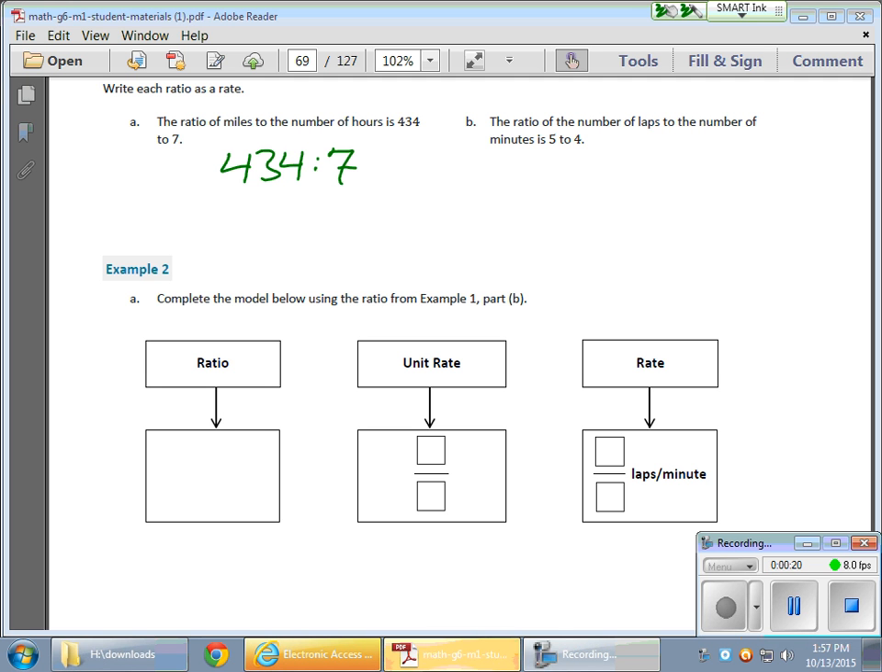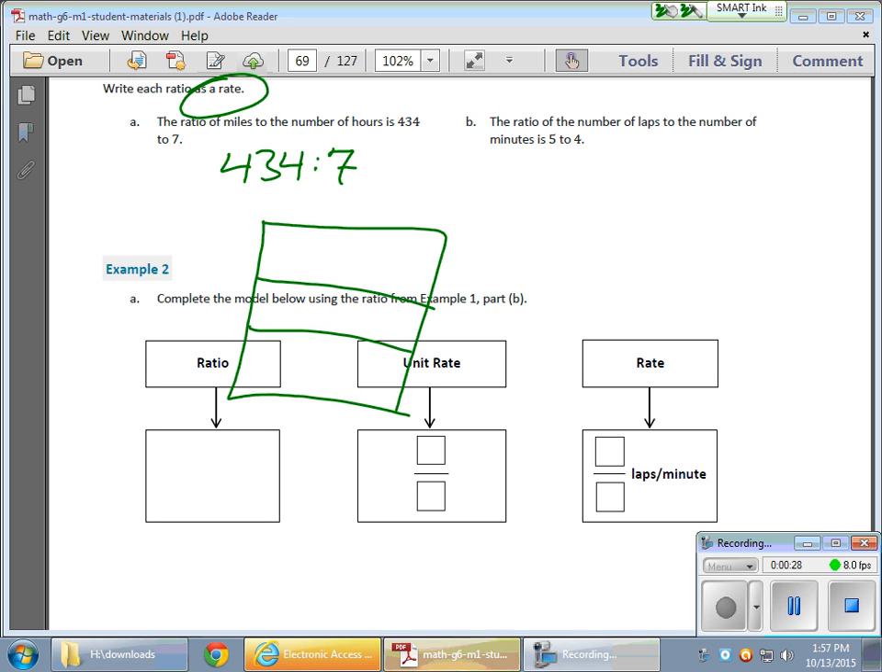Well, what that means is I want to make that as like a per value. In other words, if I was to build a chart around this information, here are my hours and here are my miles, I want a 1 value right here. That's what it means to give me a rate. So in 1 hour, how much time is that?